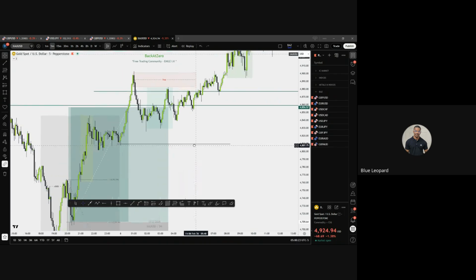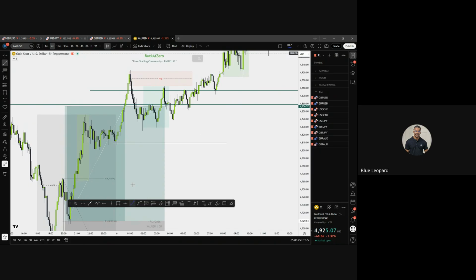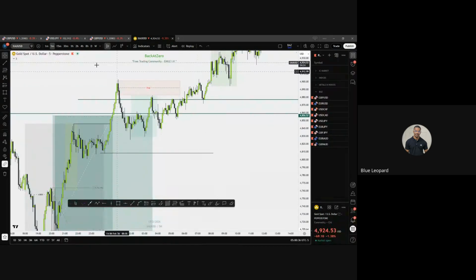So I'm going to grab a line, show you after this break of structure, we had another range from the trap here down here. This line is the limit of the range. Remember, premium and discount. We are on M5. Price came inside. We swept these levels.